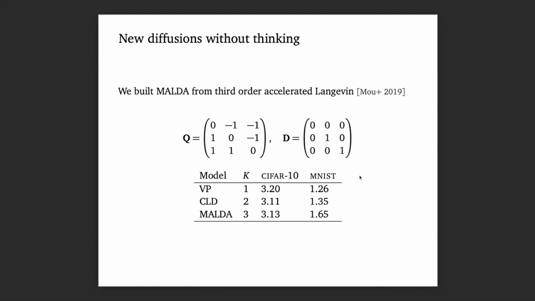And so then we're like, okay, let's pull something out of the box. In the MCMC literature, there's a third order accelerated Langevin equation, you can show faster convergence with it than the second order version. We built just a modified version of it to train a model just to see what happens. And so we wrote down a Q matrix, wrote down a D matrix, and we get some numbers out added to this table. Maybe follows a similar trend where the MNIST results are worse, but the CIFAR results are still better than the original variance preserving SDE.